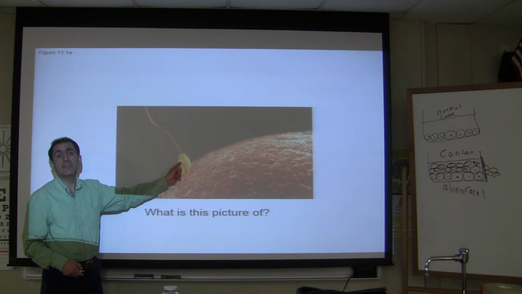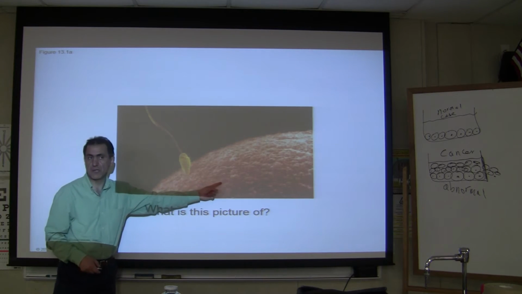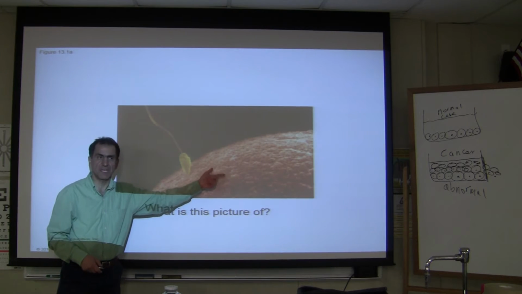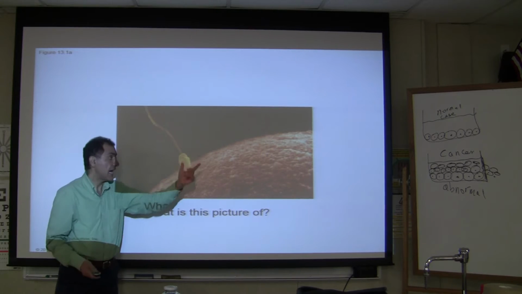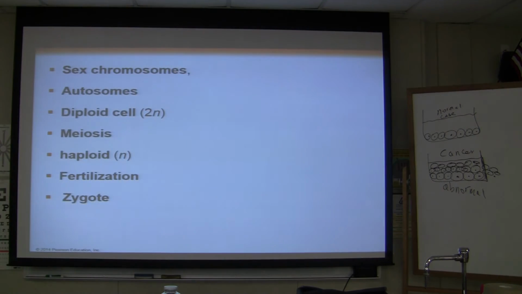this has only 23 chromosomes. Do you remember that? I talked about it. This has 23 chromosomes. So this is a haploid cell. Easy to remember, half. Haploid, half. Half of the number of the chromosomes.